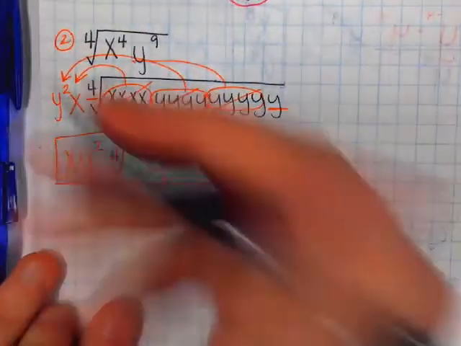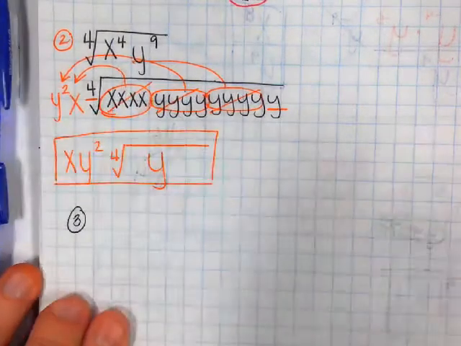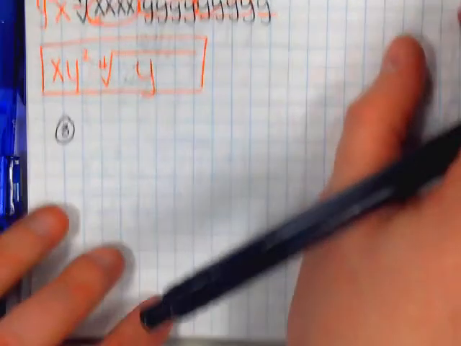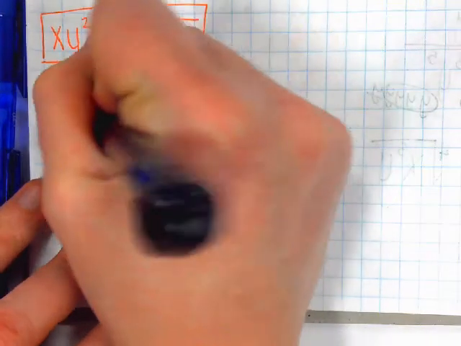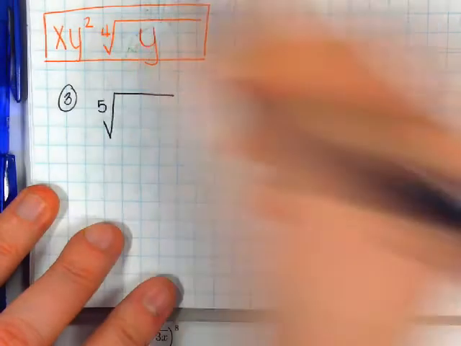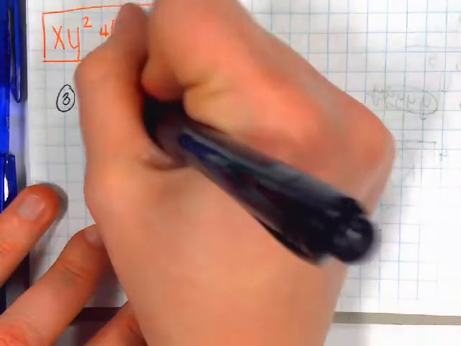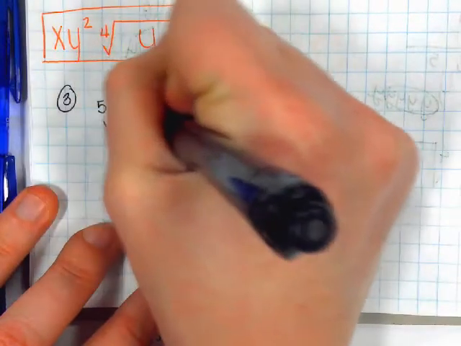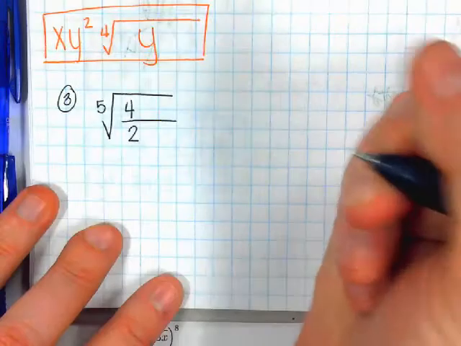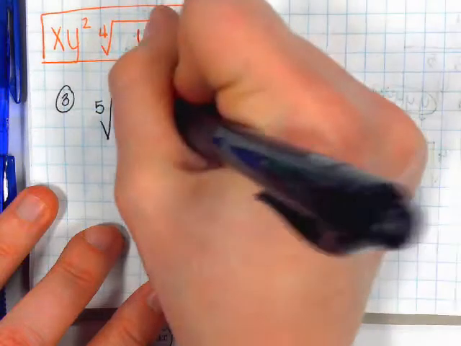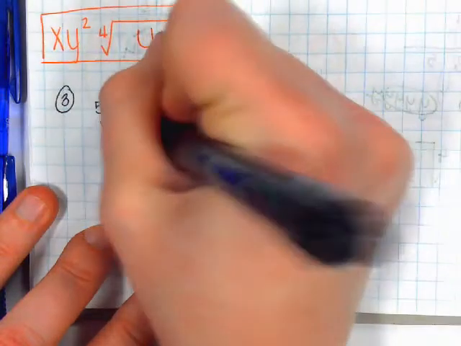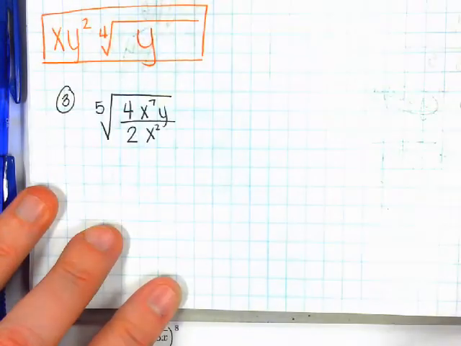Okay, that was example 2. Now let's do example 3. I'm doing one of each kind just so that you have one example of each kind that you'll see on the assignment. So the fifth root of 4 divided by 2, I'm going to do x to the 7th, y, and then x squared.